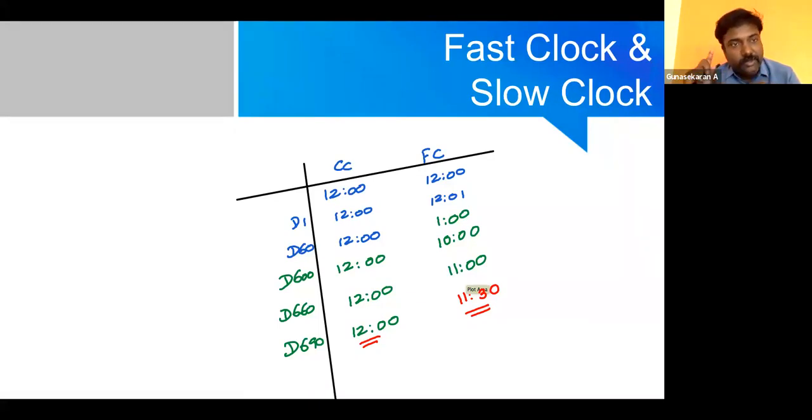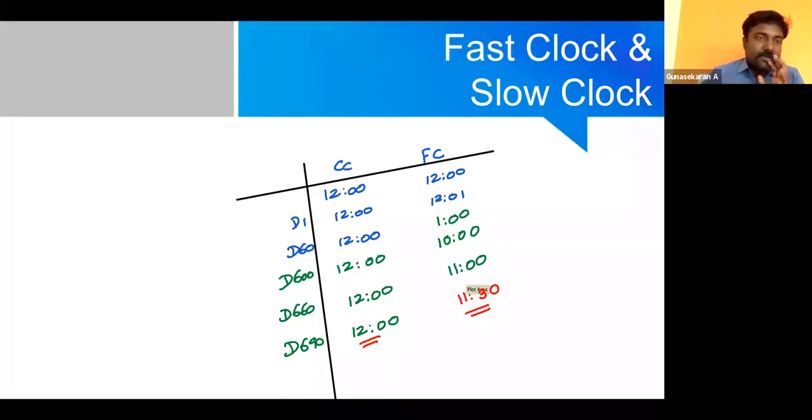Don't jump to that conclusion. With reference only, we have to say whether it is a fast clock or slow clock, not by seeing the time. It may be a fast clock, it may be a slow clock. In the next hour, what will happen? If the correct clock moves 1 hour and the wrong clock moves 1 hour 1 minute, it is a fast clock. If it moves 59 minutes, it is a slow clock. That's the point for fast clock and slow clock. So a fast clock may be behind you, or ahead of you. Both are possible.